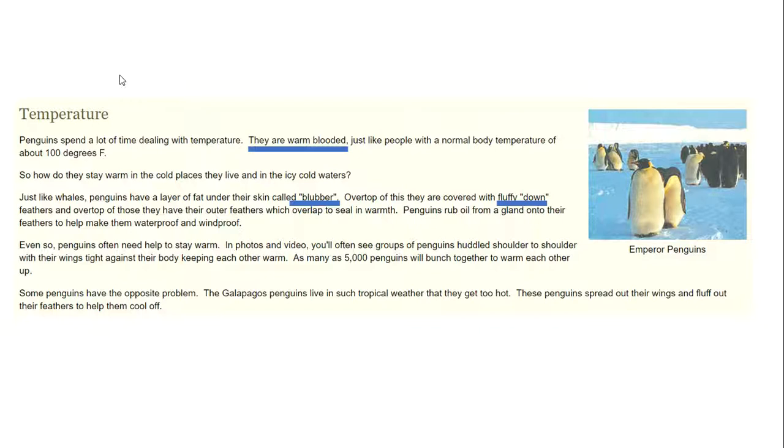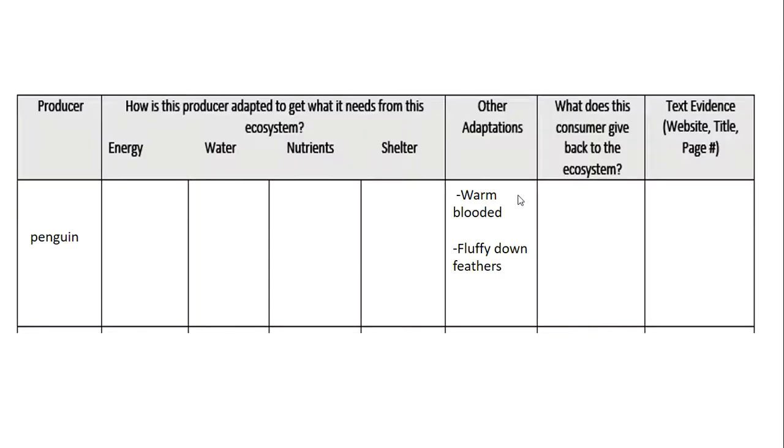So this is talking about how penguins have adapted to the temperature, how they deal with these cold temperatures. So I picked out they are warm-blooded, they have a layer under their skin called blubber, and they're covered with a layer of fluffy down feathers. All of these things keep them warm. So what I did in my graphic organizer, and this here should say consumer, was write warm-blooded, fluffy down feathers, and I can add blubber as well. So that I put under other adaptations because that's not how they're getting energy or nutrients. That's not how they're getting their water. That's not what they're living in or what they're sheltered under.